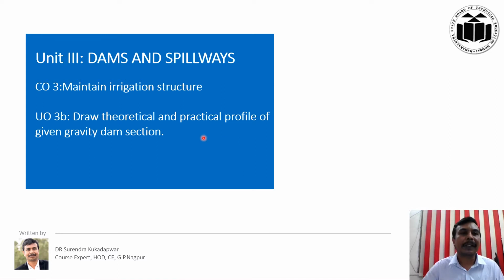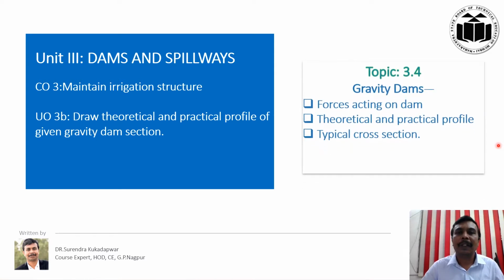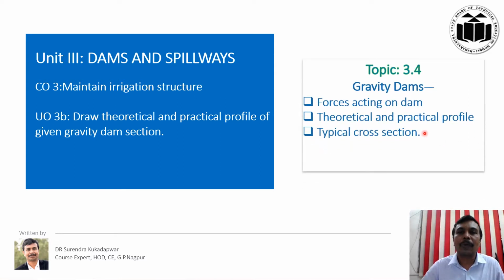In this learning session, we are going to cover the unit outcome 3B, that is, draw the theoretical and practical profile of gravity dam section, which is the part of course outcome 3, maintain the irrigation structure. This unit outcome we are going to study through the subtopics: forces acting on the dam, theoretical and practical profile, and typical cross section of the gravity dam.